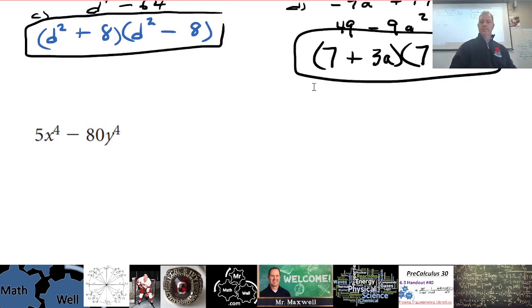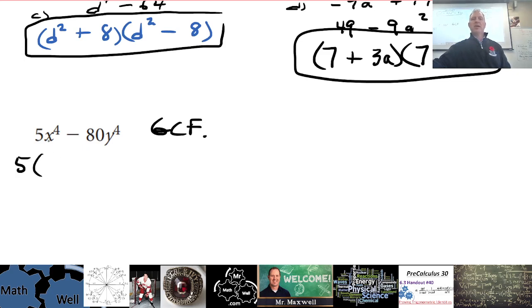So the last one here is a little bit more complicated, in that there's a greatest common factor we'll pull out, and we're going to get down to another squared term, so we have to factor a few times here. So let's take our GCF out, which is a 5. I'm going to write the 5 outside.